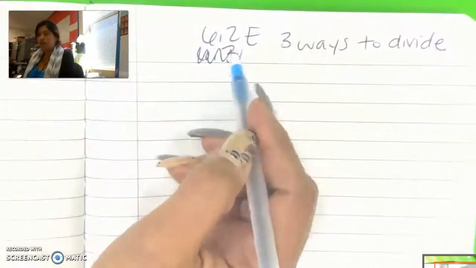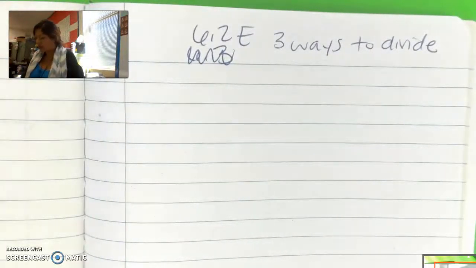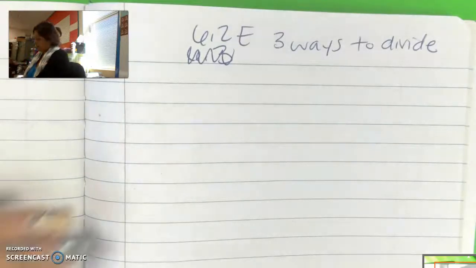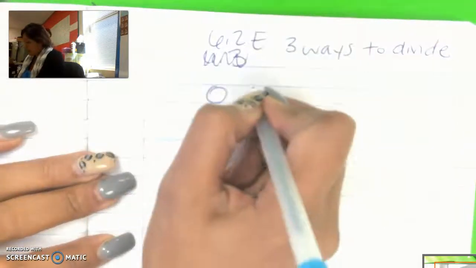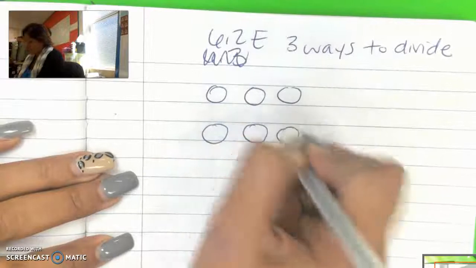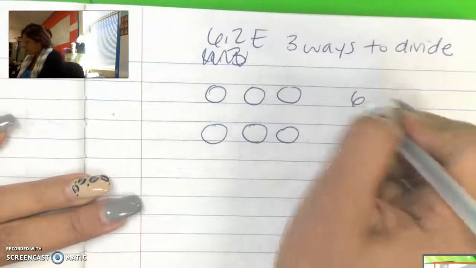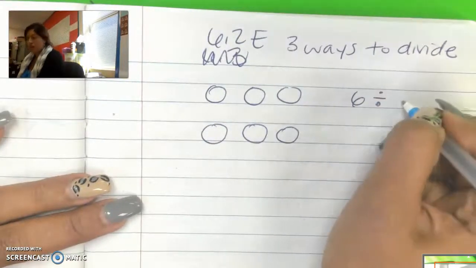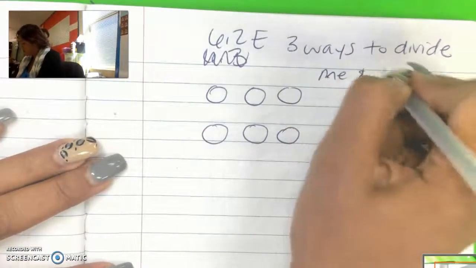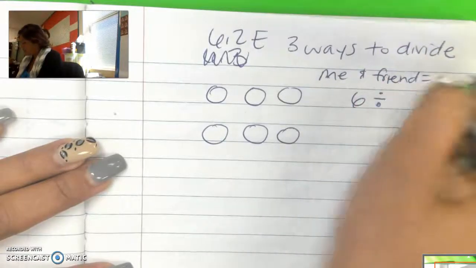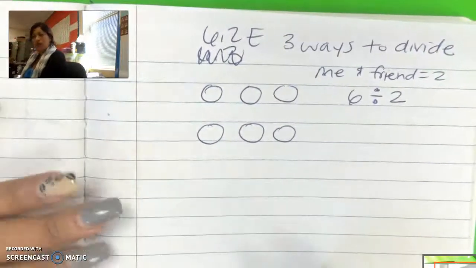Alright guys, so we're going to talk about 6.2e ways to divide. This is something we've already gone over, but I just want to go over it really quickly. For example, if I have 6 apples and I want to share them with my friend, that means there's me and my friend, so there's 2 people. And I'm going to share it equally with him because I'm a good friend, right?